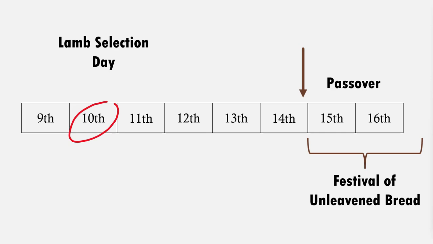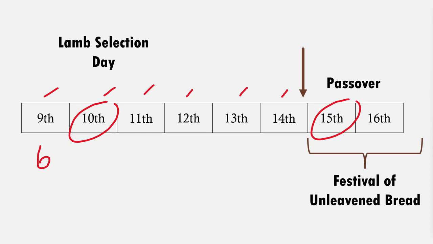So if we take the 15th day and start counting backwards, we're going to see something in John, right? From the 15th day, we get 1, 2, 3, 4, 5, 6. 6 days prior. Now, 5 days prior is Lamb Selection Day. Why did I take you back to 6? Well, we've got to go to John for that, okay? John tells us something, as Jesus is coming towards Jerusalem. So that's Lamb Selection Day.